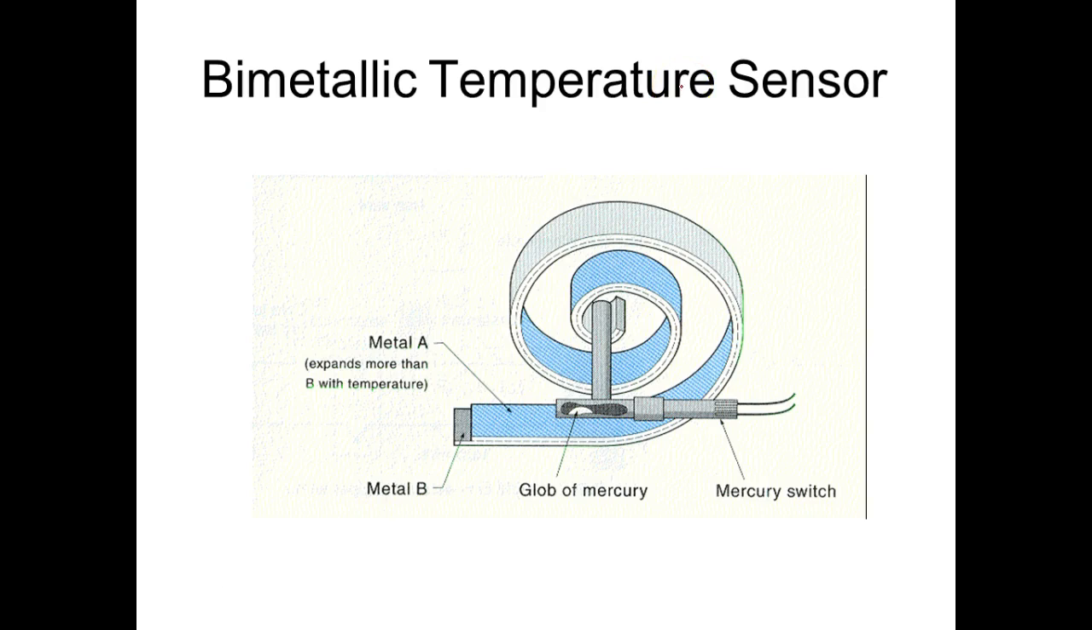So this is what you're looking at there. We have a bimetallic sensor. What we do is we set the temperature on one end, and then the bimetallic strip either tries to uncoil or tries to coil in.